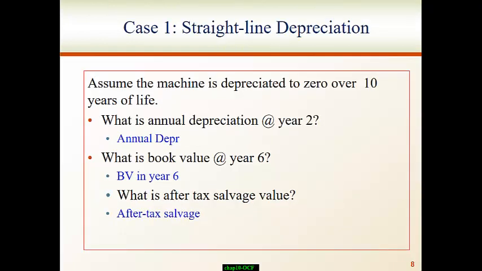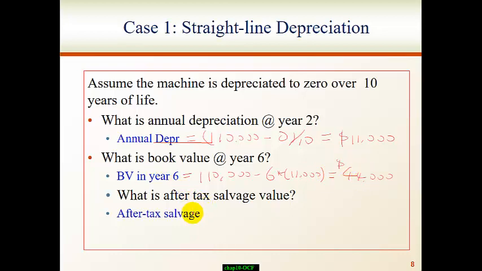In the straight line, what is our annual depreciation? The machine cost is 110,000, and we straight line all the way to 0, over 10 years. This gives us an annual depreciation of 11,000. So what is the book value at year 6? Machine cost is 110,000. Every single year, we have the same 11,000 depreciation. So after 6 years, the book value is 44,000.